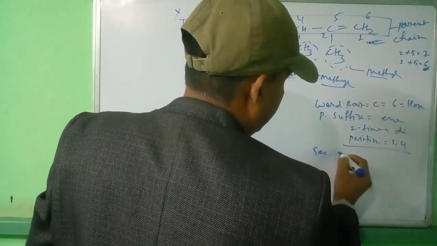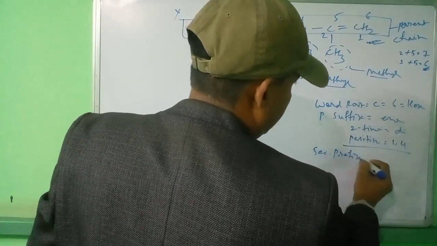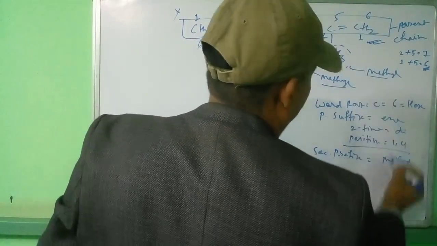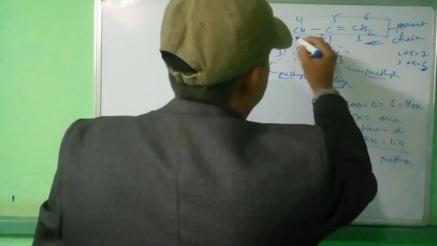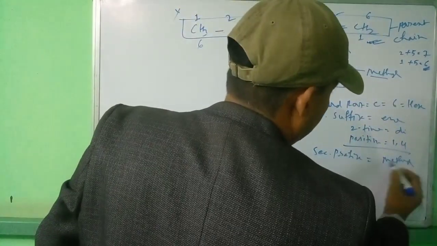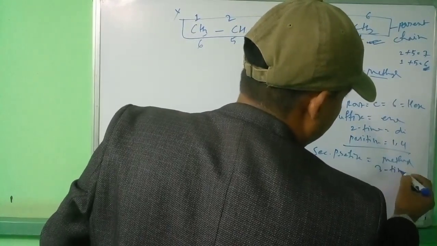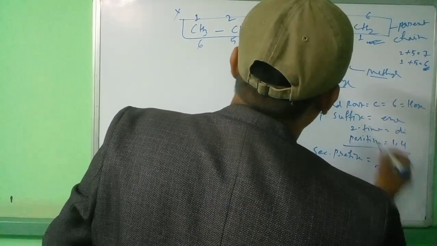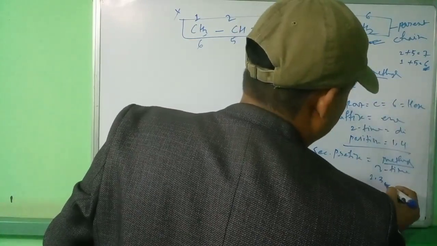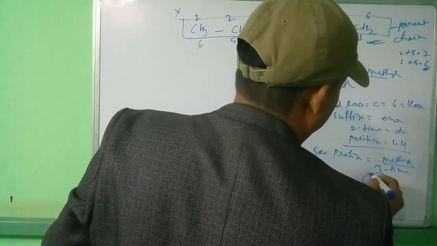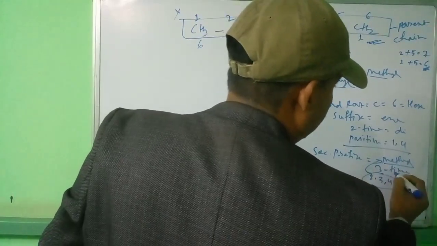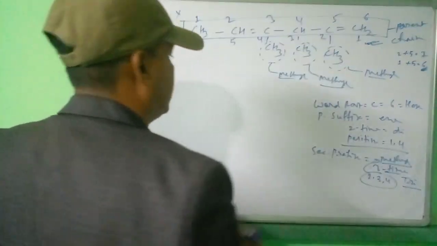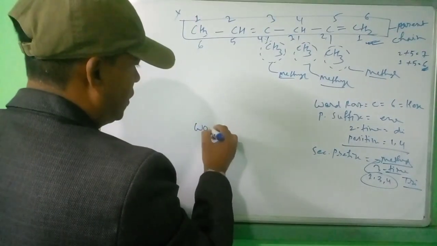Then secondary prefix: methyl. Okay, methyl. And now how many times? Second, third and fourth carbon, so 3 times. Also it is an alkyl group, this methyl. And position is what? 2, 3, 4. Okay, this is the position of the methyl. So 3 times present, the tri term can be written. Okay, trimethyl.